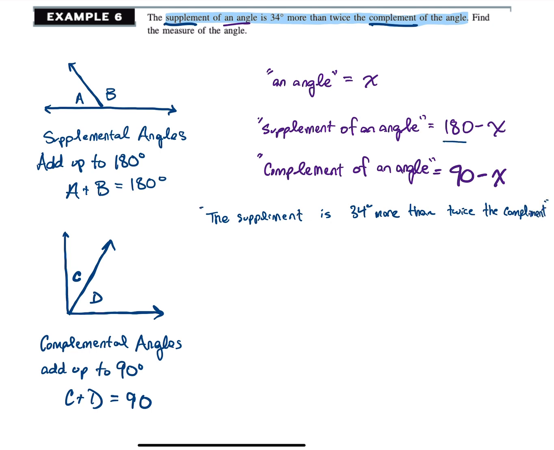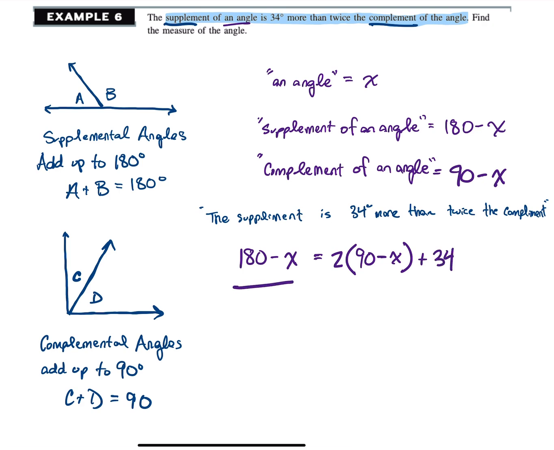We said the supplement of an angle is 180 minus x. So I'll say 180 minus x is, so that's like our equal sign, 34 degrees more than twice the complement. So let's start with twice the complement. So twice meaning 2 times, and we said the complement is 90 minus that angle. So 2 times 90 minus the angle. And then it's 34 degrees more, so I should add 34 to this.